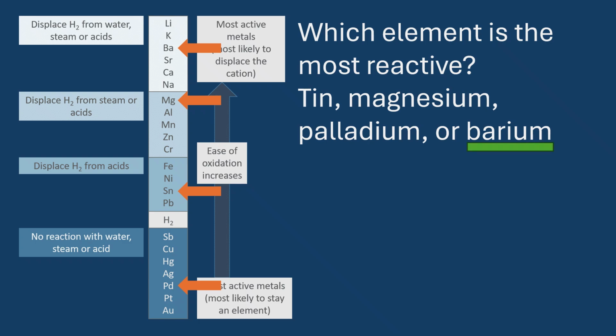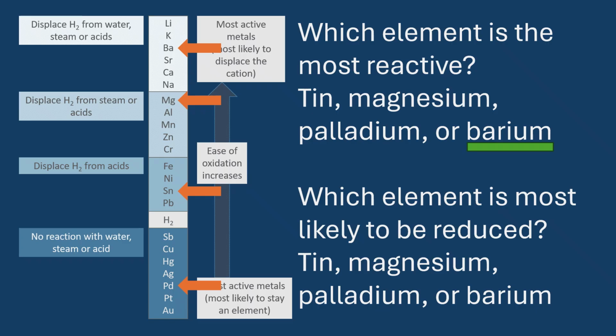Maybe you're asked which out of the same list is the most likely to be reduced. Since the species at the top are the most likely to be oxidized, it should make some sense that the species at the bottom are least likely to be oxidized. If they're least likely to be oxidized, then they're most likely to be reduced. So the answer to the second one would be palladium.